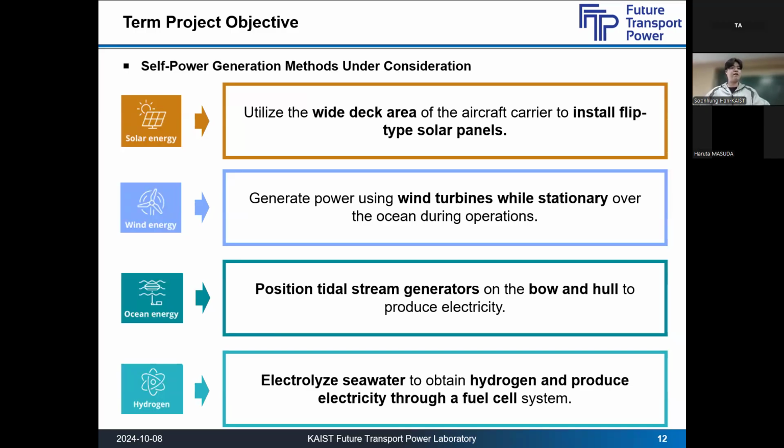And next is wind energy: build wind turbines on the ships and generate power while stationary in the oceans. The third one is ocean energy. It builds tidal stream generators in the bow or the hull to produce electricity. And the last one is hydrogen. It electrolyzes seawater during operation to obtain hydrogen, and from this hydrogen produces electricity through a fuel cell system.